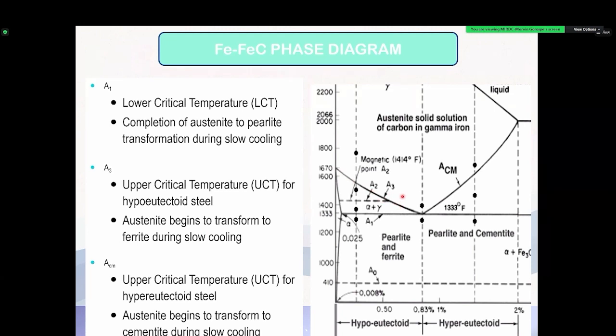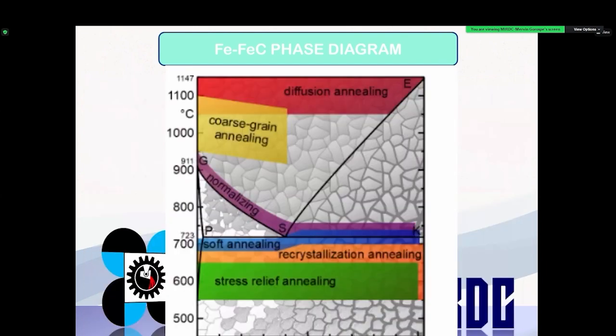Whereas, pag mas marami ang iyong carbon, sa ACM, ayan, sa upper critical temperature, which is ito yung ACM. Ayan yung magiging gagamitin po ninyo. Hyper gagamit ng ACM, hypo gagamit ng A3, or yung dalawa pwedeng gumamit for recrystallization ng A1. Okay? Yung below dito sa A1 are those recrystallization as well as yung cold processing natin. Ayan po yung heat treatment.